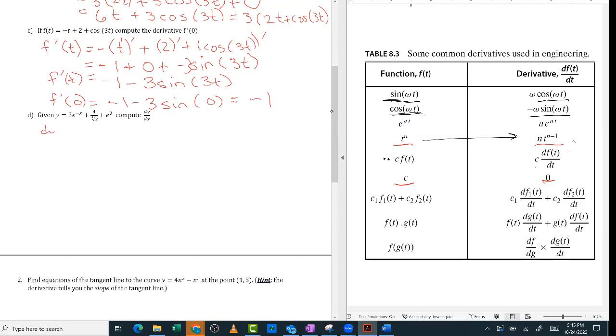I want dy dx. Notice all the different notations. This is equal to 3 times the derivative of e to the minus x, plus 4 divided by, and I'm going to change that denominator.